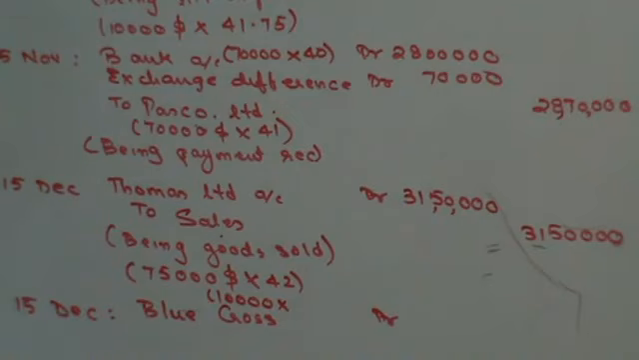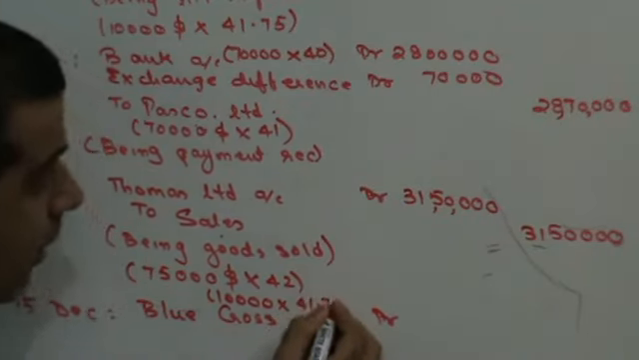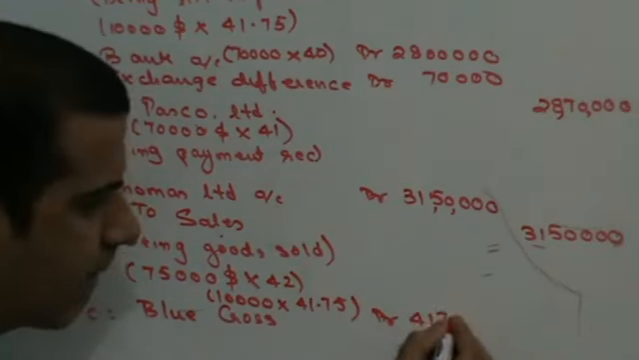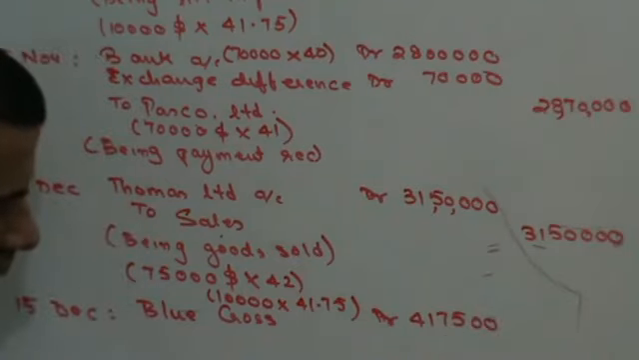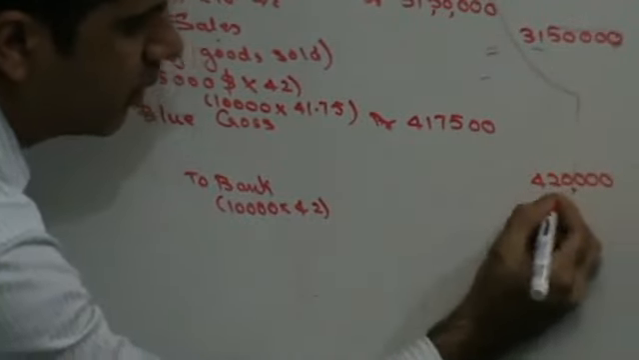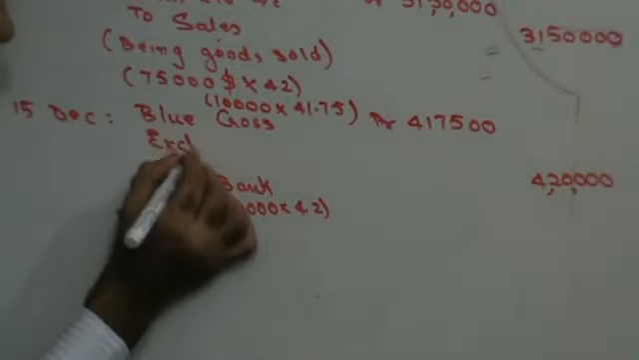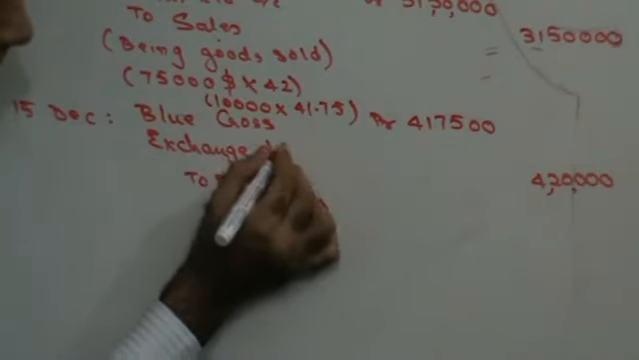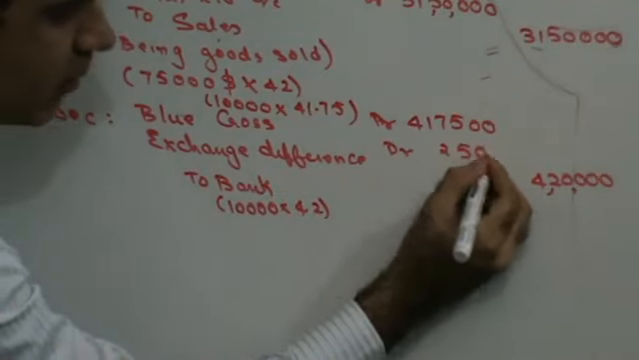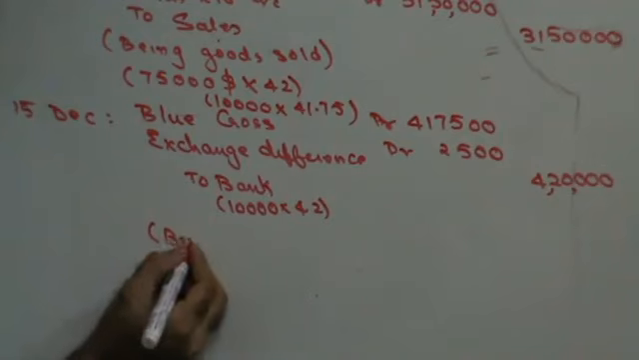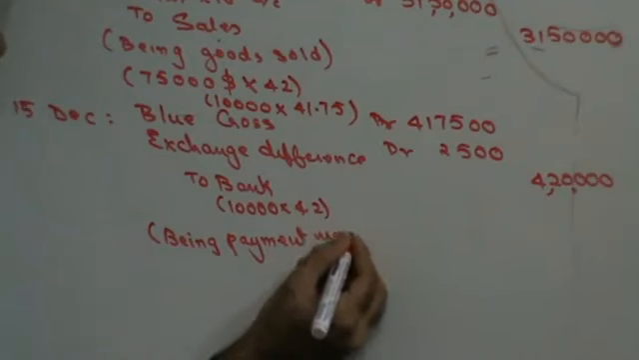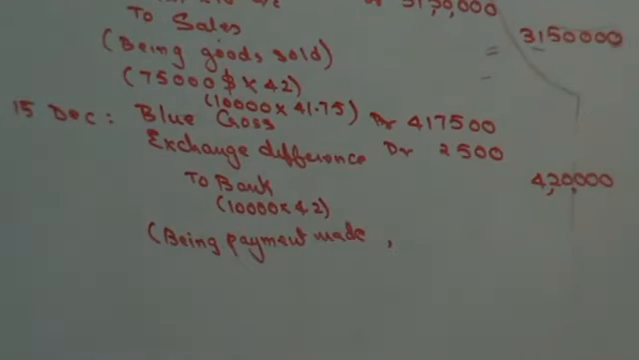You had purchased from Blue Cross at 41.75, so 4,17,500. And on the date of the payment, the rate is 42, so 4,20,000. The difference is going to be called exchange difference, $2,500, being payment made. So you made your payment to Blue Cross.